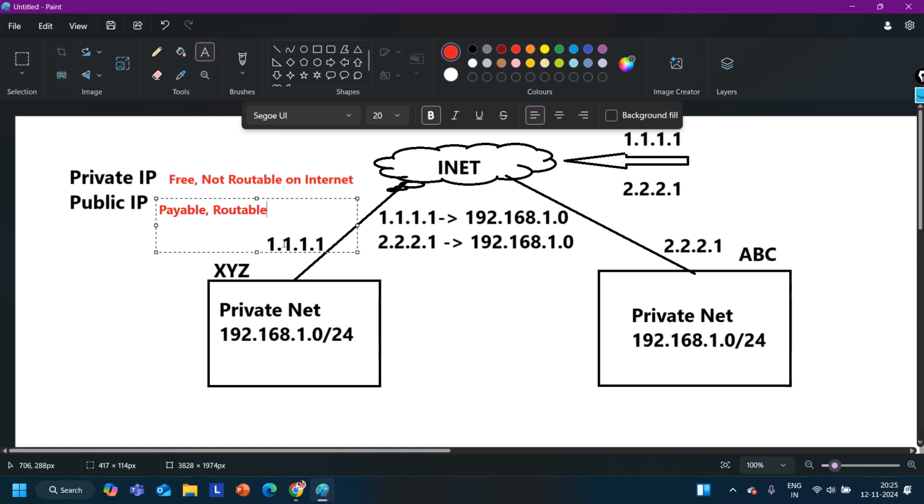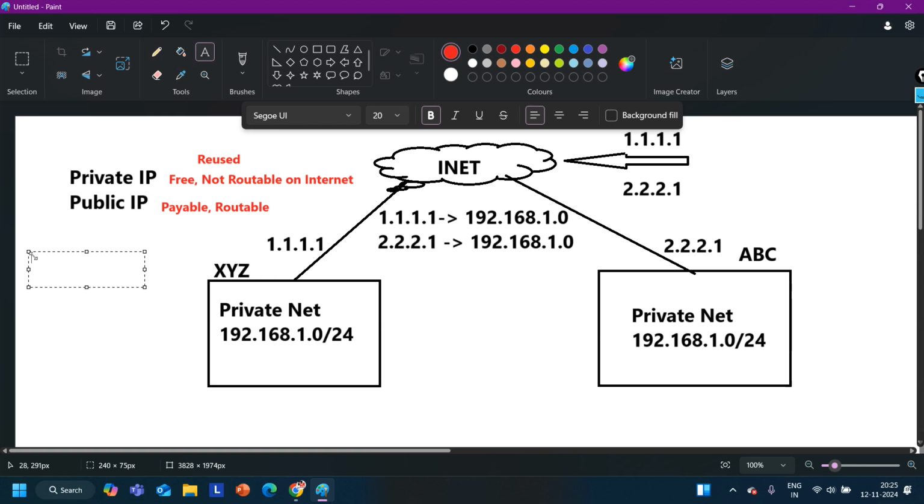So a public IP address cannot be reused, but a private IP address can be reused. Now just think, if multiple companies can use the same private IP address, then we don't have a shortage, right? Let's say in the entire world there are 1 lakh organizations, companies, right? They need lots of IP addresses. They all can use the same private IP address, right? And they all will have a few public IP addresses.